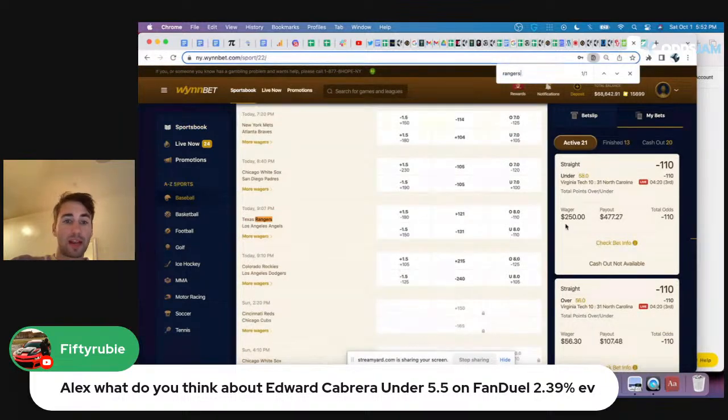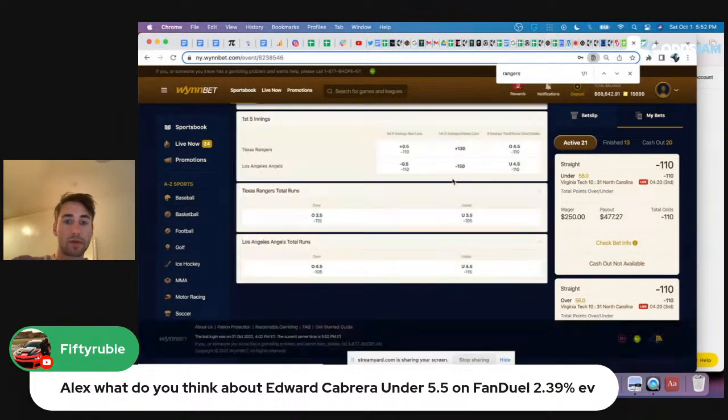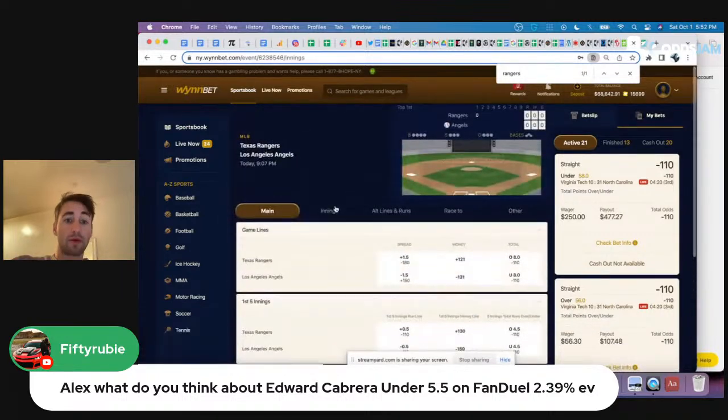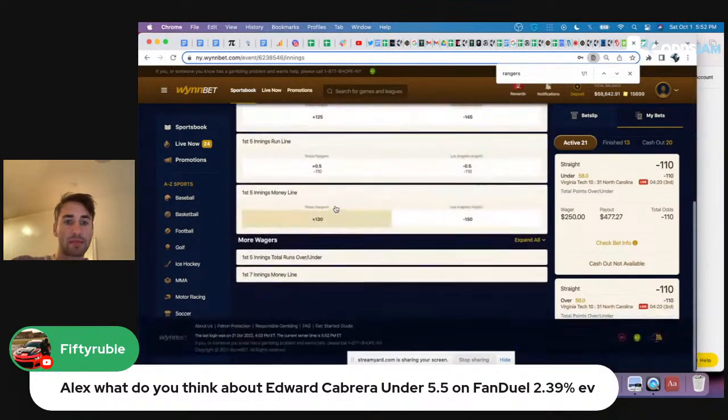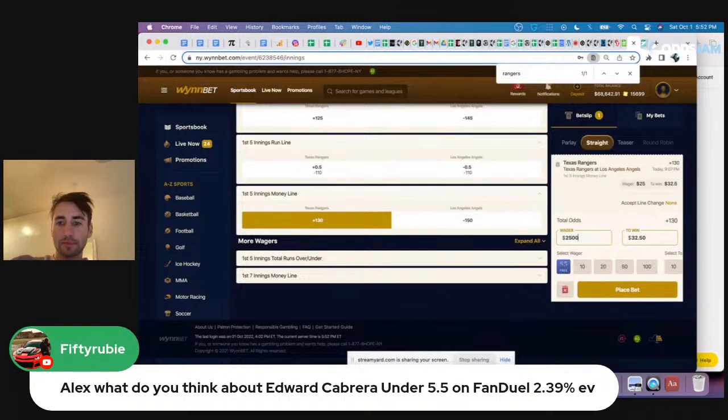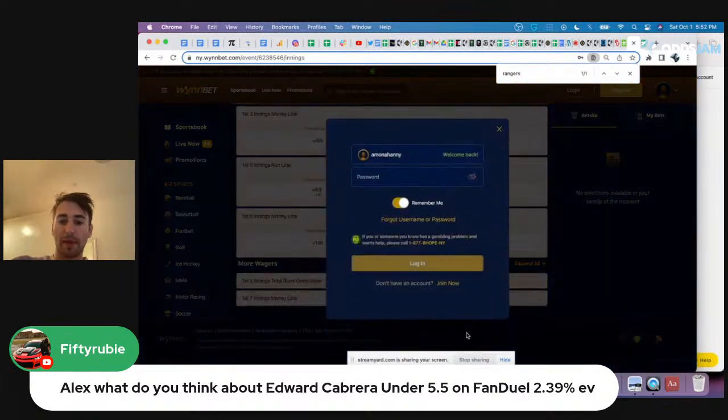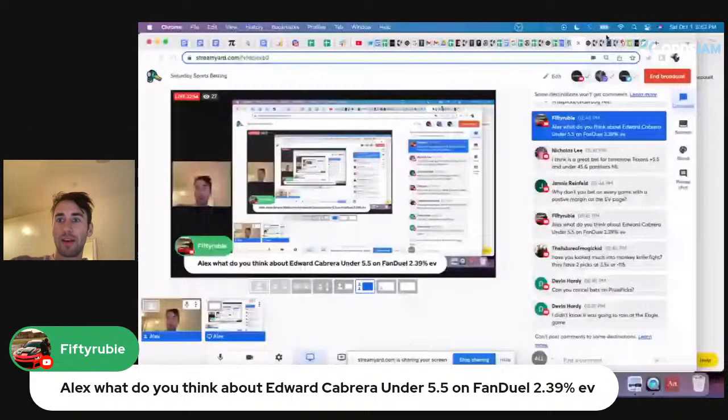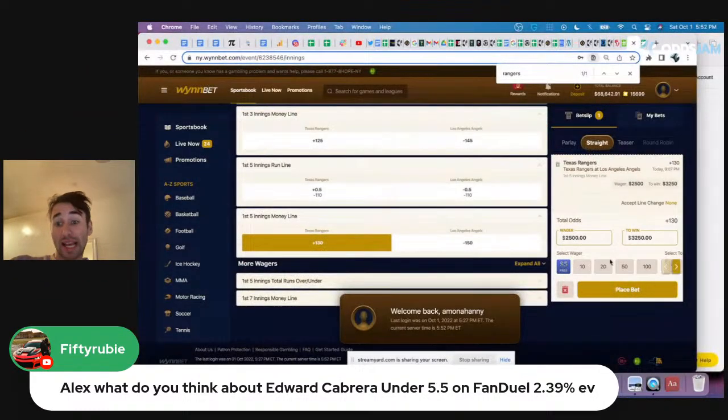WinBet lets me bet more than anyone else. So what we'll do is go here and go to innings. First 5 innings money line plus 130. Give me that. And it's going to make me re-log in, so I'll stop sharing my screen. And again, you never know when the best bets are going to occur on these platforms, which is fun. It makes it exciting.